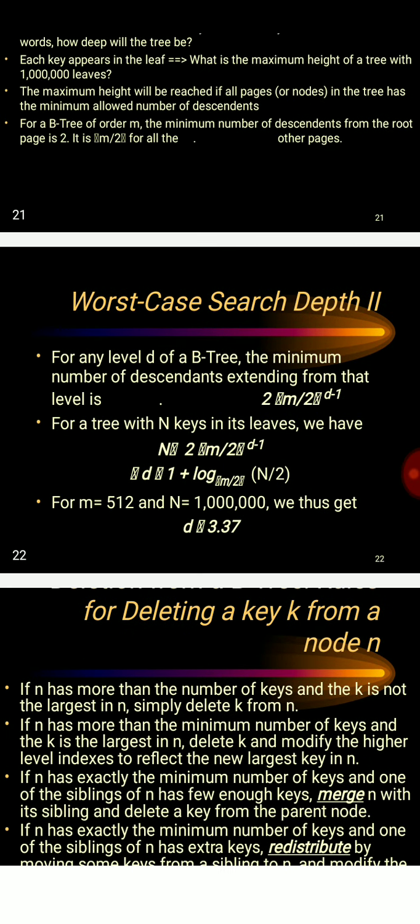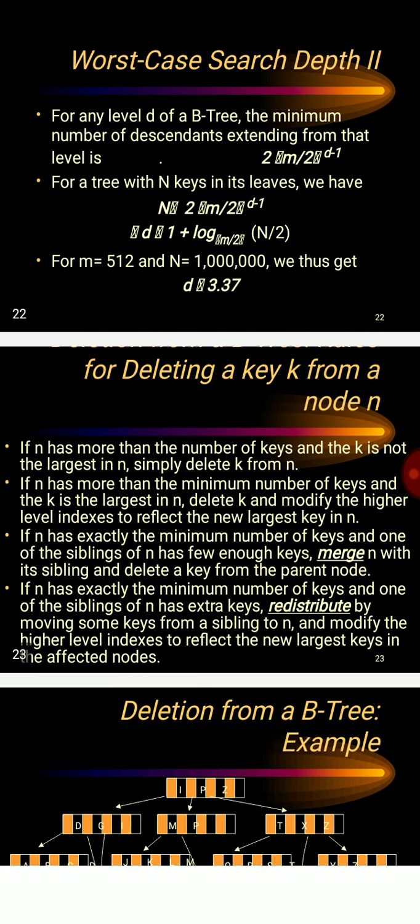And how can you say what the worst case search is? As you go through every level, it should have a minimum of 2 keys, and it can go to the n-th level. Hence the formula is 2 raised to m slash 2 raised to d minus 1. So this is the number of keys we go on searching. Okay, next we come to the concept of deleting.